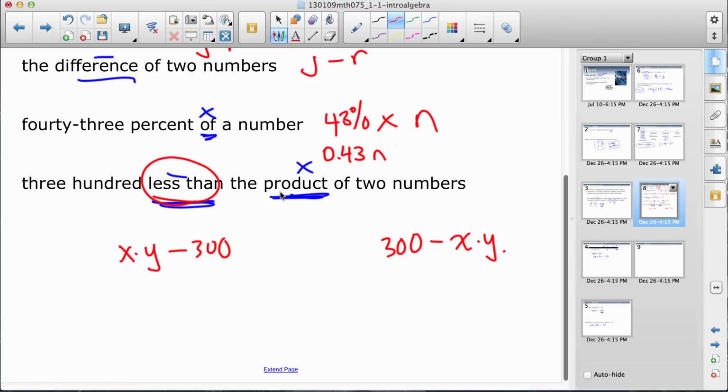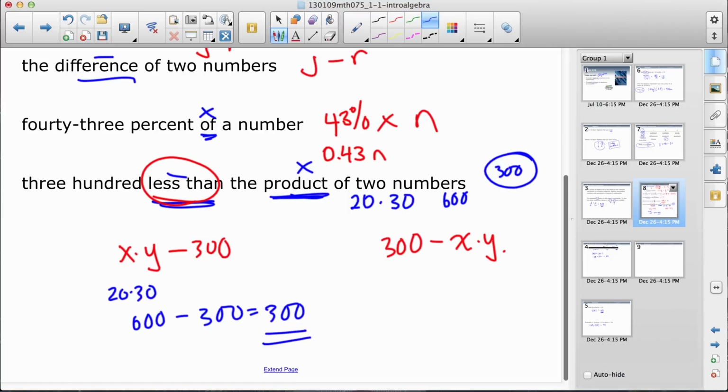Let's just pick some numbers and throw them in. Let's say the two numbers are 20 and 30. So 300 less than 20 times 30. Well, 20 times 30 is 600, so 300 less than 600 would be 300. So 300 is my answer for this question. Let's see if these work out. x times y, so 20 times 30 is 600. 600 minus 300, sure enough, that gives me the correct answer.